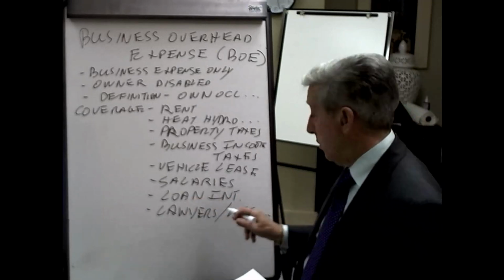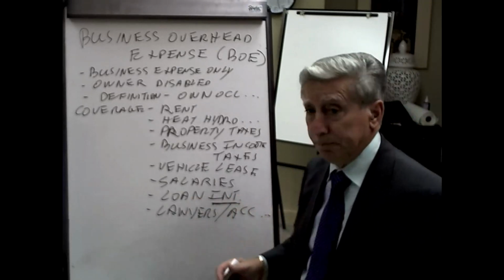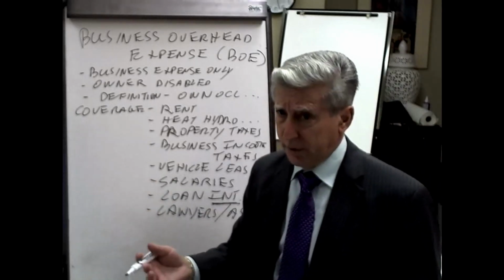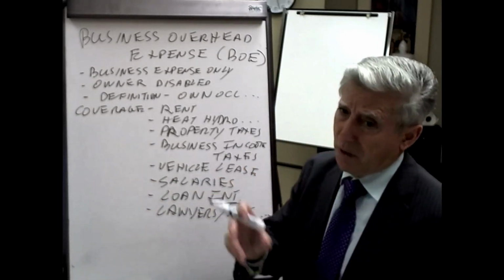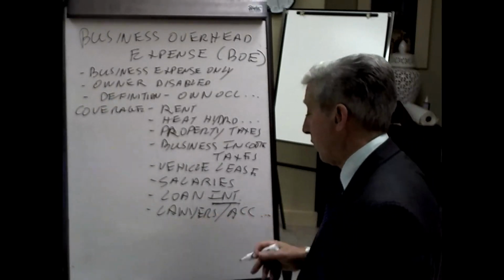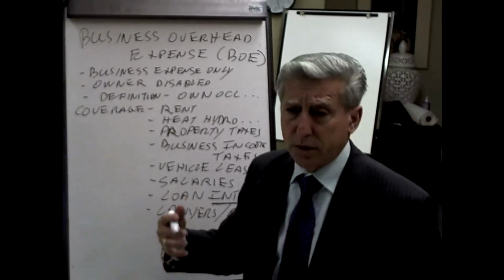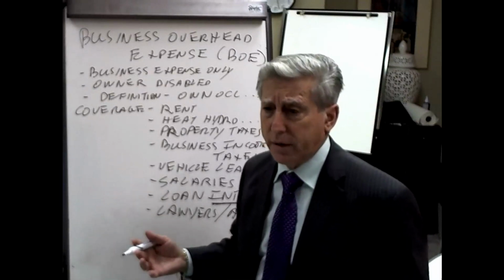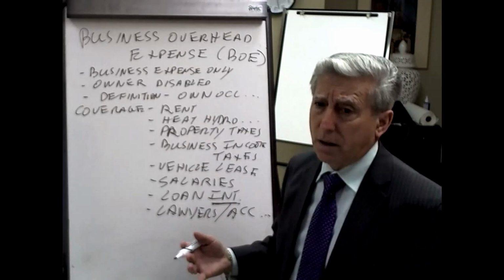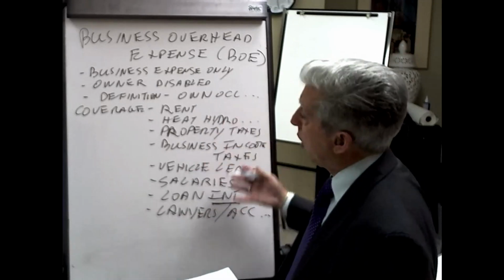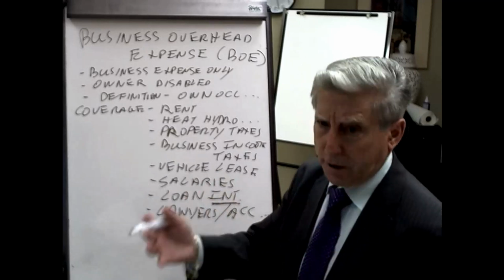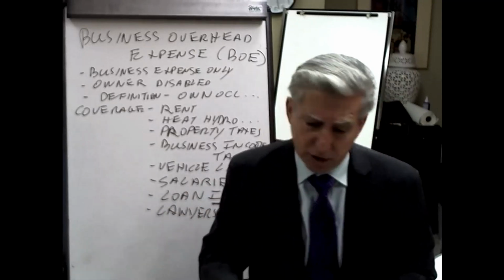Loan interest only, however. I draw your attention to the fact that for a line of credit, or any kind of business loan, we will cover the interest on that loan, not the actual principal, just the interest only. And the last one, of course, is your lawyers, your accountants, things of that nature. So these are the things that are in fact covered, and we'll see in a moment what is not covered.